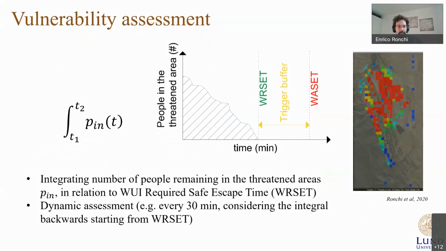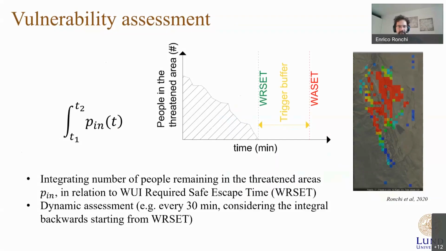And the last output that we're able to generate is what we call dynamic vulnerability assessment. So basically we integrate the number of people remaining in the threatened area in relation to the RSET, the required safe egress time. So we can basically do a dynamic assessment on how many people are left in the threatened area. And basically through this, we can make an assessment of the global community vulnerability.